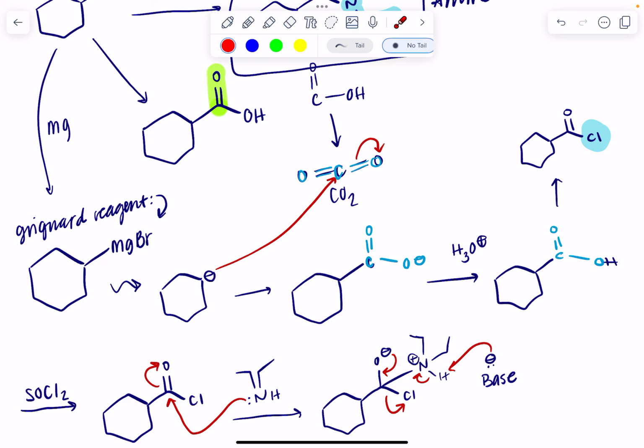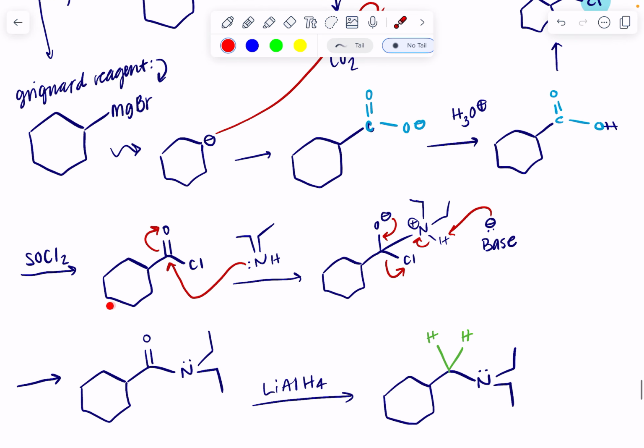cyclohexane ring, and we needed a carbonyl group. CO2 is a great thing to do that with. CO2 adds, you can protonate it because it's got more electrons than it wants. So you can add a hydrogen to it and make a carboxylic acid.